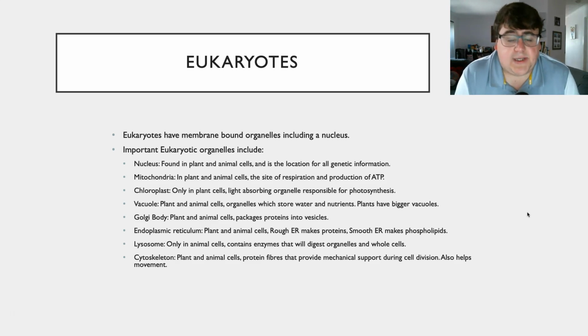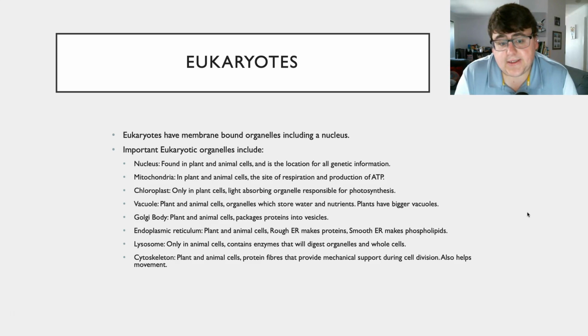We've got our endoplasmic reticulum, so there's two types of endoplasmic reticulum. Both of them are found in both plant and animal cells. So the rough endoplasmic reticulum is responsible for proteins, and it's rough because it's got ribosomes embedded into it. The smooth endoplasmic reticulum has no ribosomes, but it helps make phospholipids. Lysosomes are found only in animal cells. Lysosomes contain enzymes that will help digest old organelles or whole cells that are no longer needed.